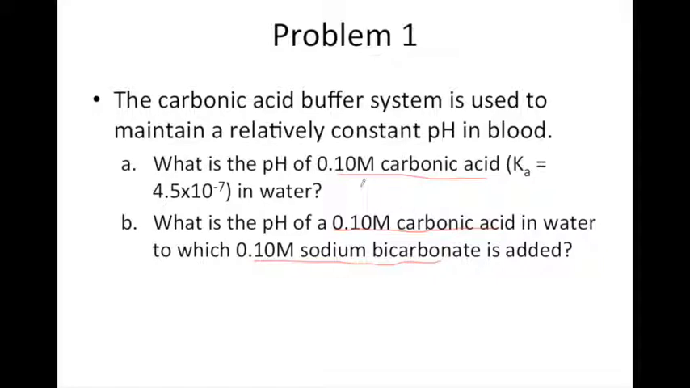So what would the pH of just the weak acid be? And what would the pH of that same weak acid solution with the conjugate base be? So pause the video and see if you can solve these two problems and compare the pHs.